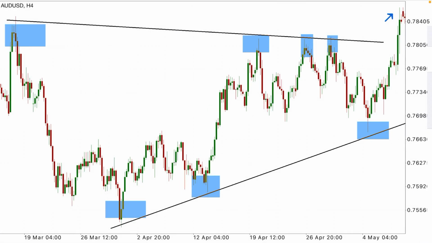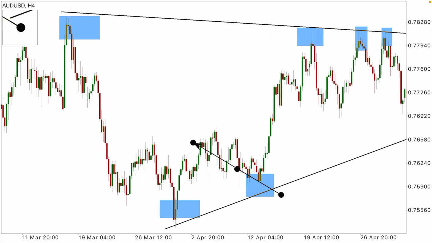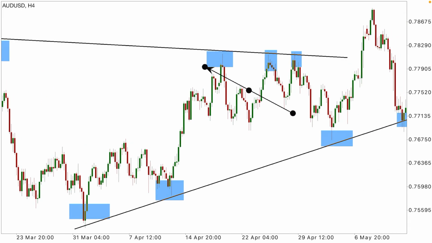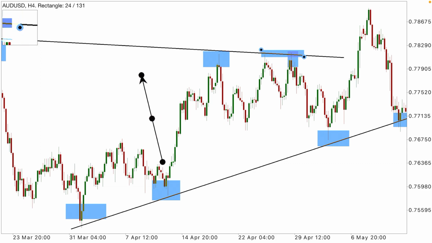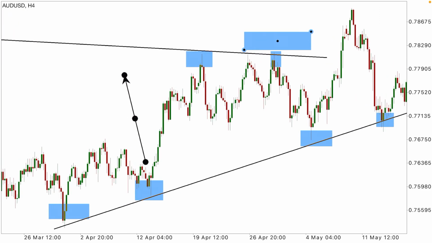For example, we can see that price came, this is the first touch, second touch, came to this third touch. Most traders would place a buy from here, but for us smart money traders, we only trade this third touch if there is a corresponding demand or supply. As you can see now, there's a supply zone here.